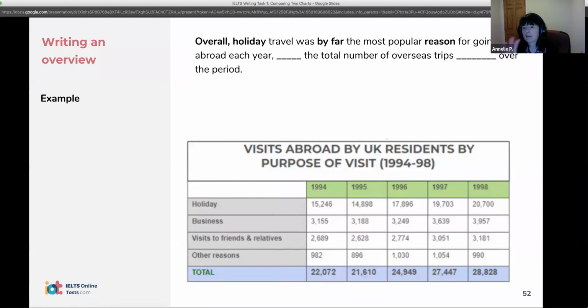And then we need to connect to our next point. You can say moreover, but you would need to start a new sentence, okay? Okay, good. While or whilst, which is a very nice alternative, whilst. The total number of overseas trips increased over the period. Okay, so we've got two main points for the table.